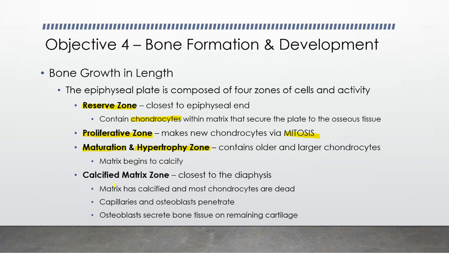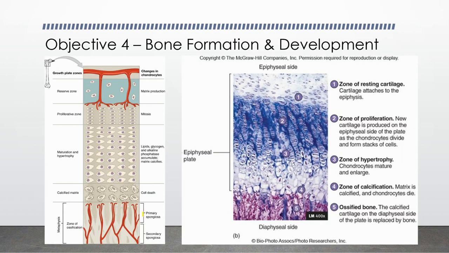And then in the calcified matrix zone, this is when the matrix is going to be fully calcified. That makes it difficult for those chondrocytes to get blood and things like that, and so the chondrocytes begin to die. Then the capillaries are going to penetrate the spaces once those cells die, and then osteoblasts will be brought in, and that's what's going to create that new bone tissue. So there's your four different zones. Up here is your epiphysis, and then down here is in the shaft of the bone, and you can see that as we're moving down, we're going from some cartilage cells to ossified bone.